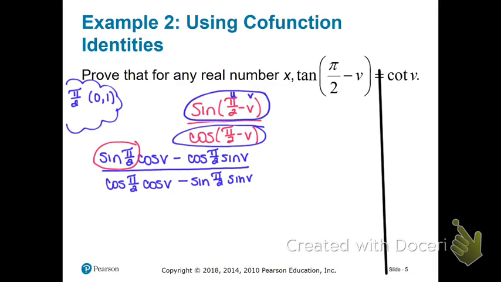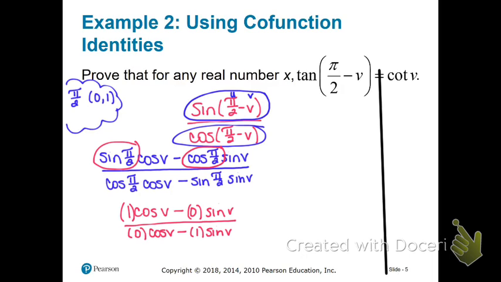I don't know why I put it in parentheses. Minus, I'll just go ahead. What is cosine of pi over 2? 0 times sine of v over, you just told me cosine of pi over 2 is 0, times cosine of v minus, and you told me sine of pi over 2 was 1, times sine of v.